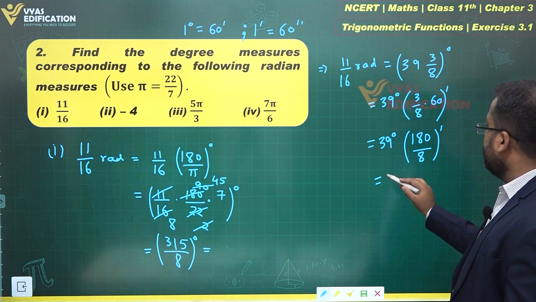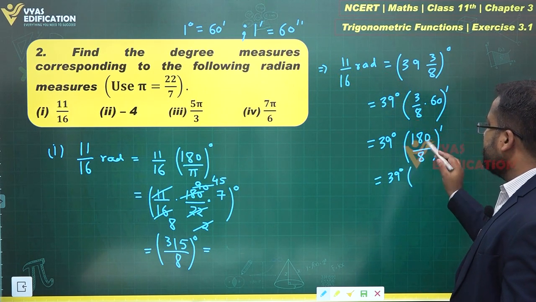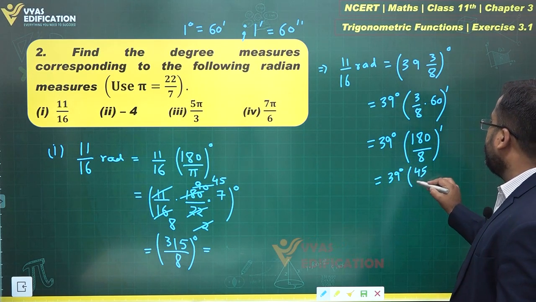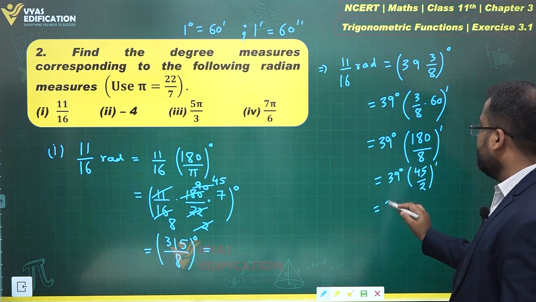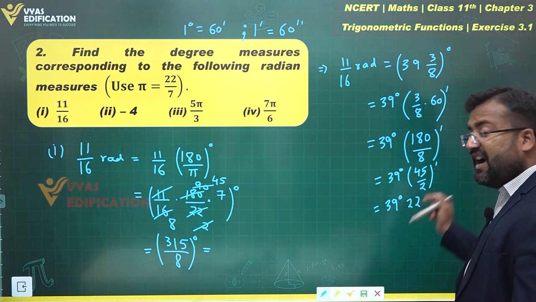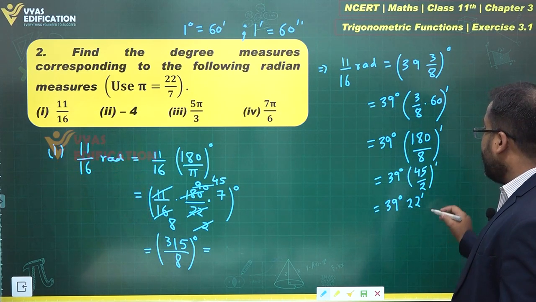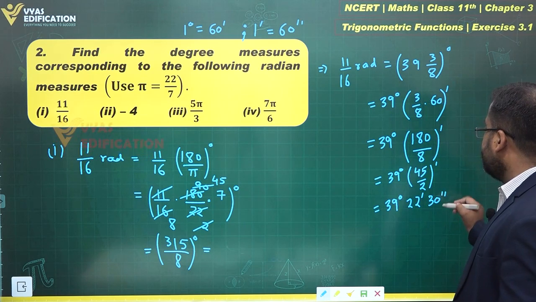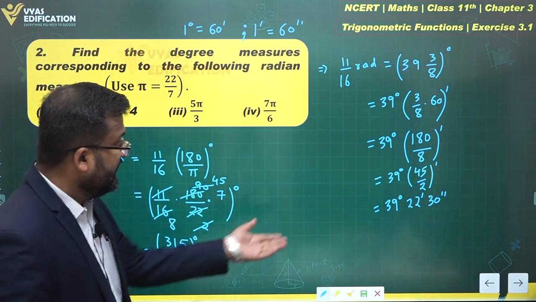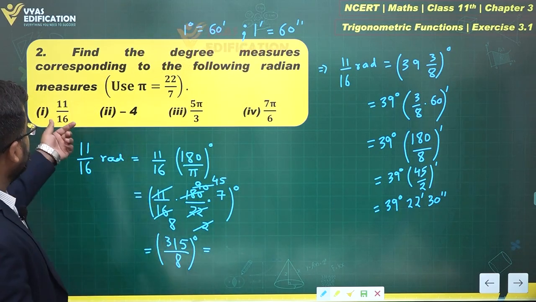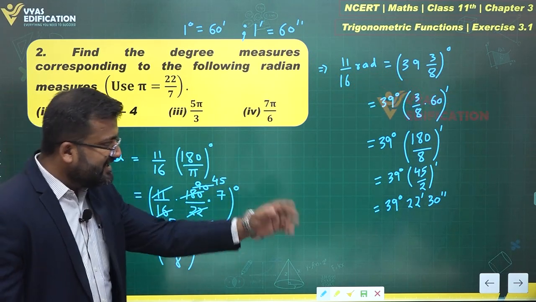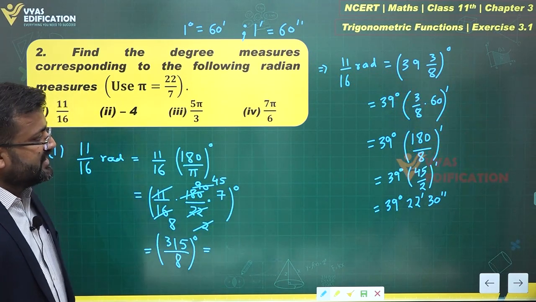This is further equal to 39 degrees. We can divide 180 by 4, and so this is 45 upon 2 minutes. Let's simplify this further. This is 39 degrees, 22 and a half minutes. 22 and a half would be 30 seconds. So this is 39 degrees, 22 minutes, 30 seconds. That's the final measure of this 11/16 radian in terms of degrees, minutes and seconds. Obviously, those are the parts of this.